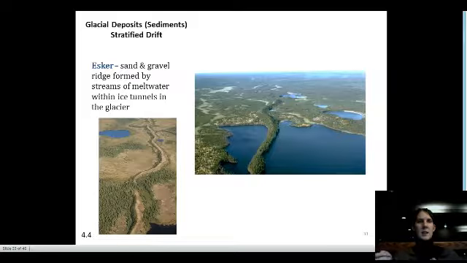So here's an example of a lateral moraine, where you just get that deposition alongside the valley wall, between the glacier and the wall. And then your end or terminal moraine. These develop at the furthest point the glacier reaches. And here's another image of a lateral moraine.